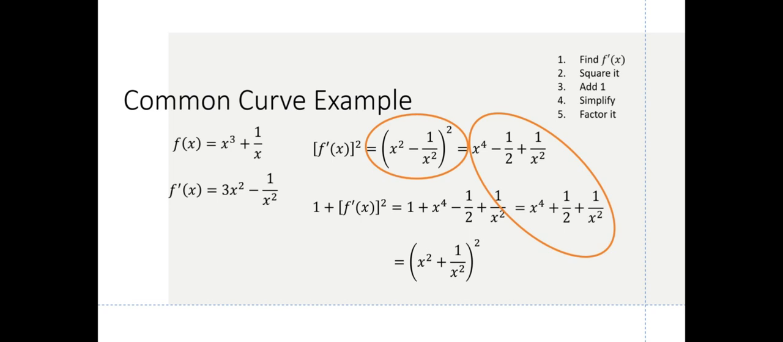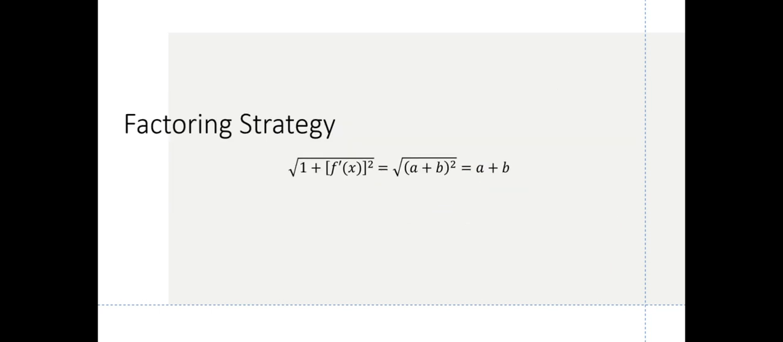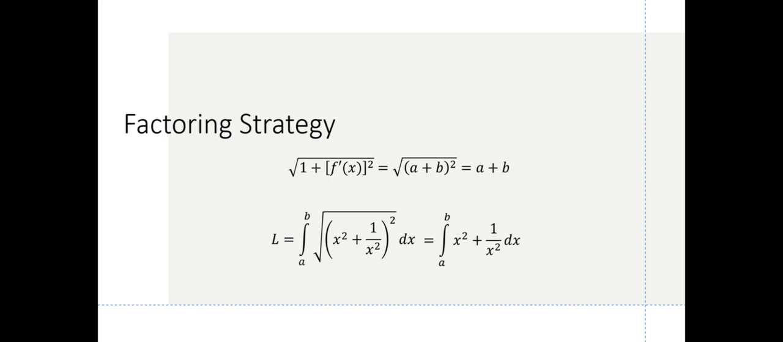So write out these steps, simplify in between so that you can see the relationship between these different polynomials. And now that I have that, I can go back to my factoring strategy, sticking that binomial squared inside of the root and simplifying it to have this nice binomial to integrate.